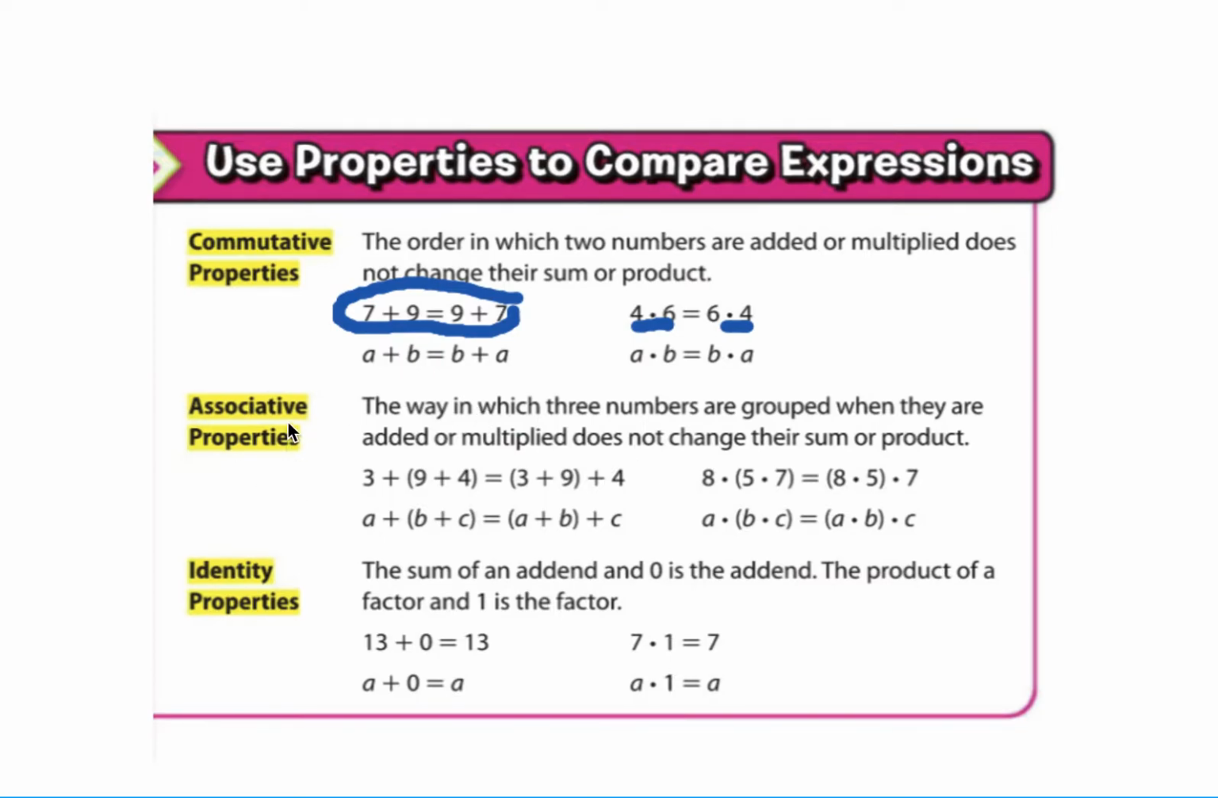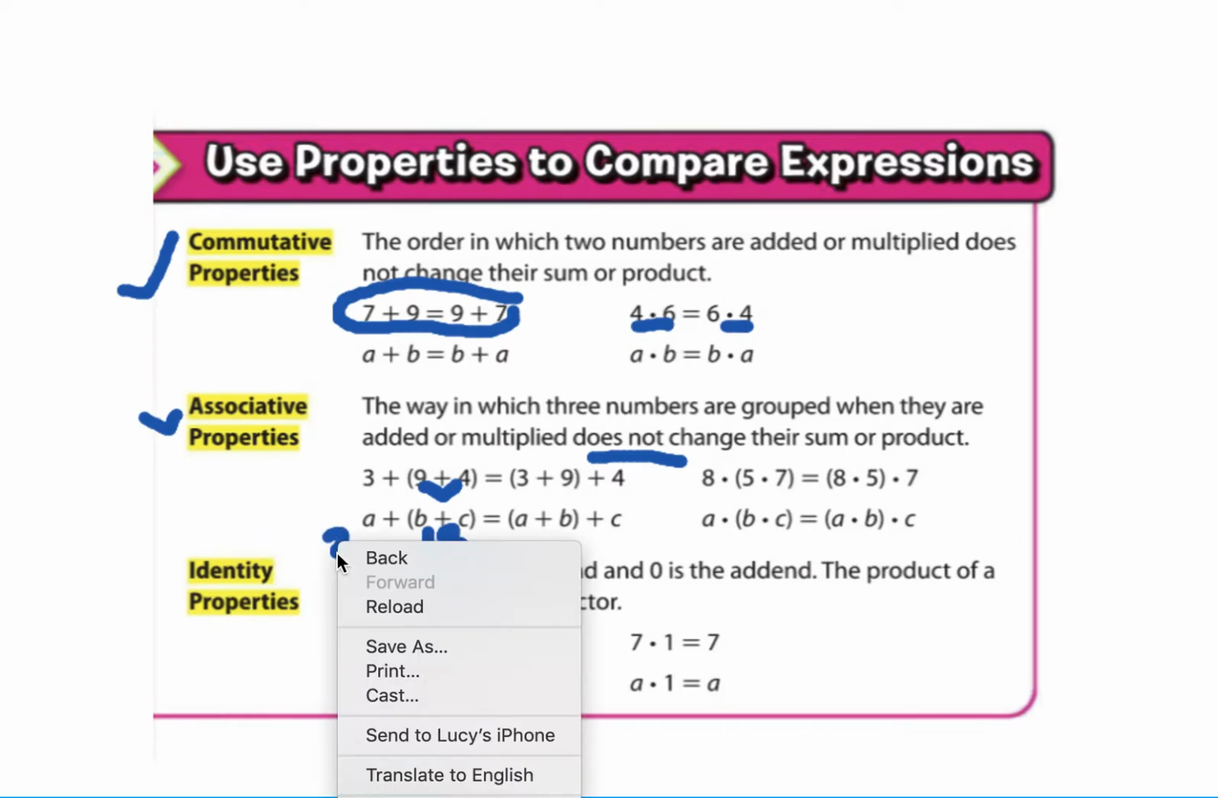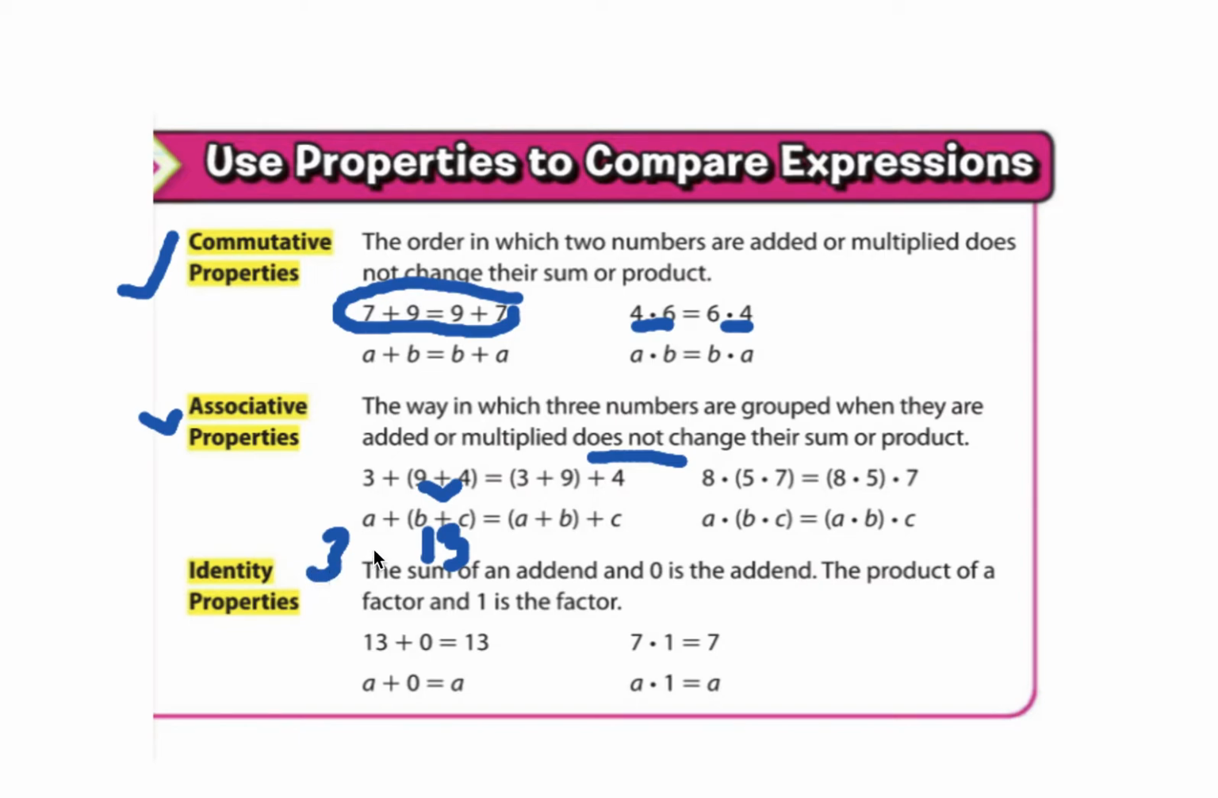If we go to associative property, which is our next one right here, we just finished commutative property. It says the way in which three numbers are grouped when they are added or multiplied does not change their sum or product. In other words, if I do 3 plus 9 plus 4, and notice the parentheses are on the last two numbers, and when you go to add 9 plus 4, you would get 13. Can I put it down here and you'd be okay with that? I hope so. And if you bring down the 3 and the plus sign, you end up with 16.